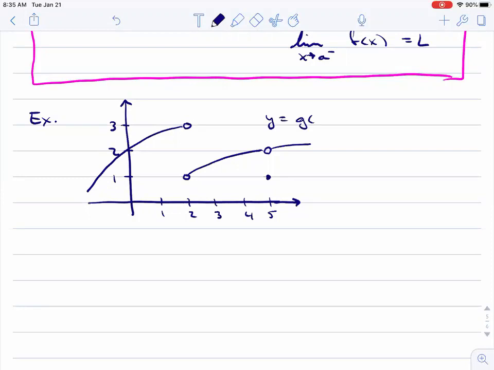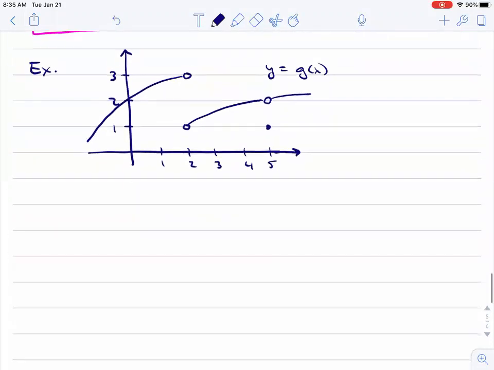This function is called g of x. It's a piecewise defined function, but it doesn't matter. It can be one function. And so if we're concerned with the limit as x approaches 2, we can see that there's no limit here. The limit doesn't exist.